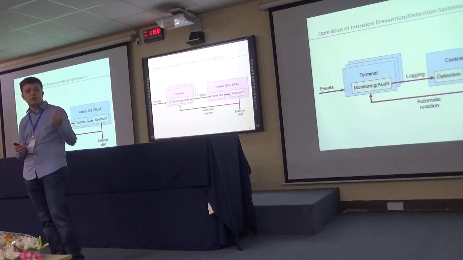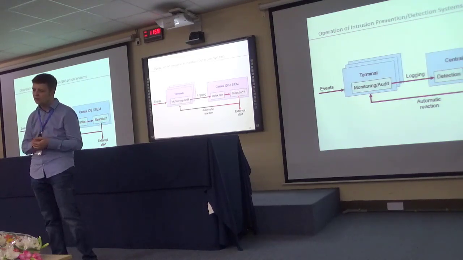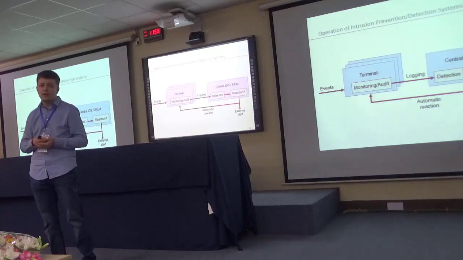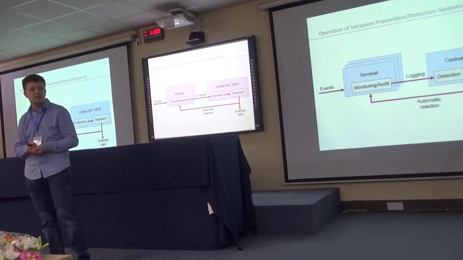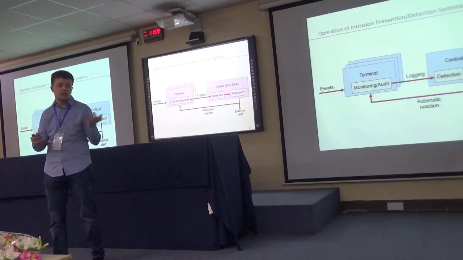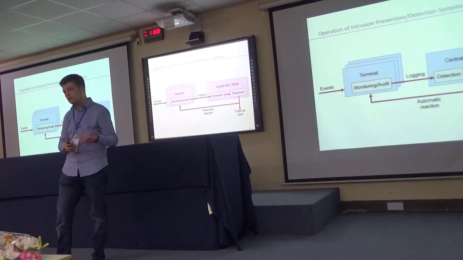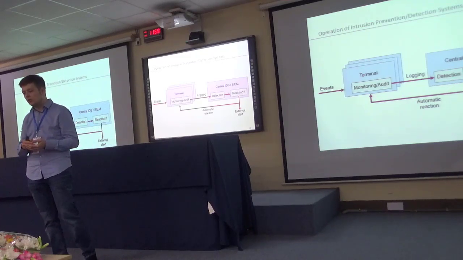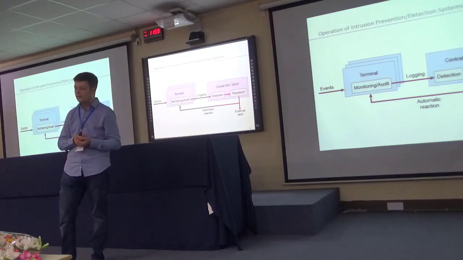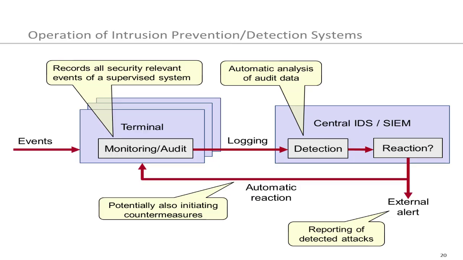And then sometimes also the reaction is included. So as I said, if you have an intrusion prevention system, a new firewall rule is added, and then you somehow limit the damage that you see. So that can achieve an automatic reaction, and that of course influences the events that you get. Usually you also produce an external alert, so that can be an email, an SMS, whatever, something that is then emitted to your security officer to say there has been an attack detected and you should do something about this.